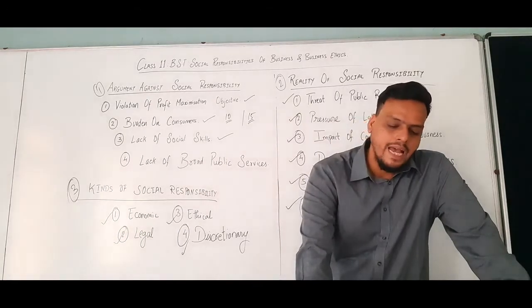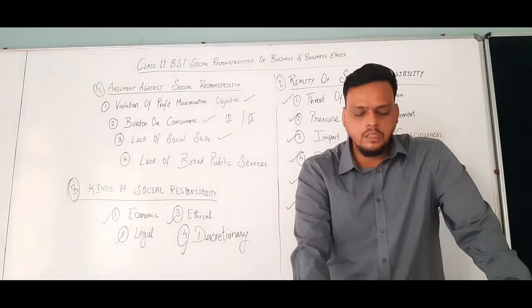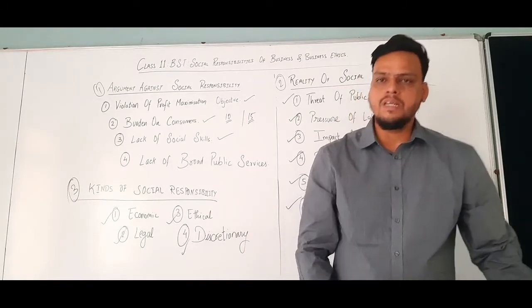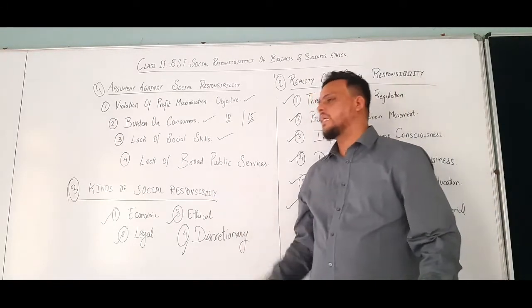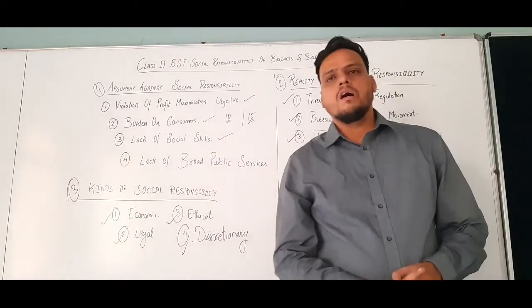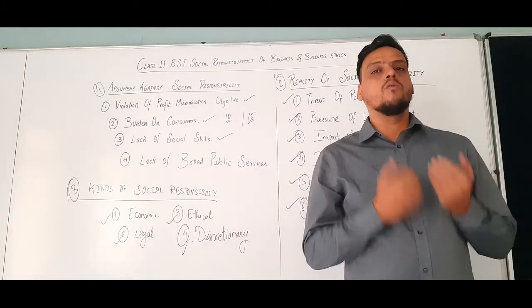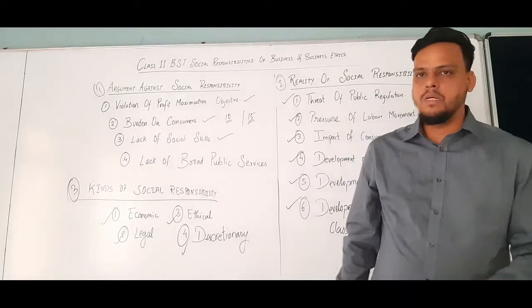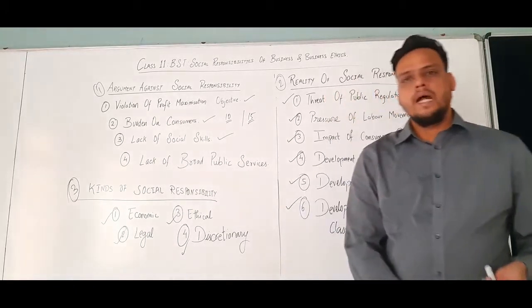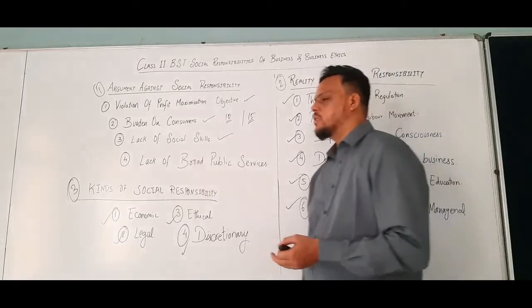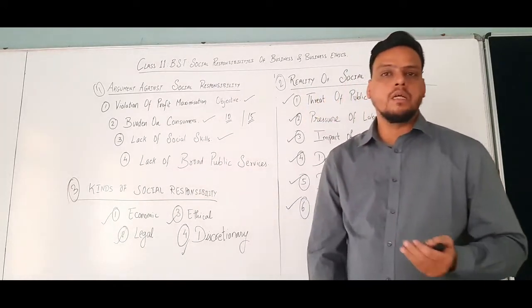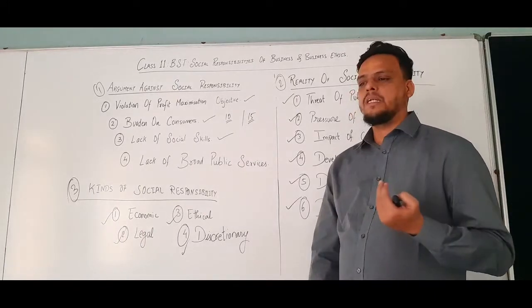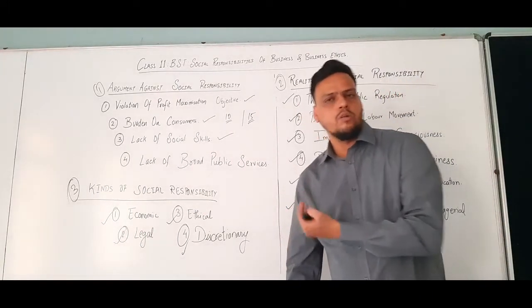Now, the third point is ethical responsibility. Ethical responsibility is related to human beings, businessmen, every individual. Here, ethical responsibility depends on the will of that particular person. He thinks about social responsibilities, but as you know, social responsibility is not compulsory. It is a voluntary concept. So every businessman is not expected to participate in social welfare.